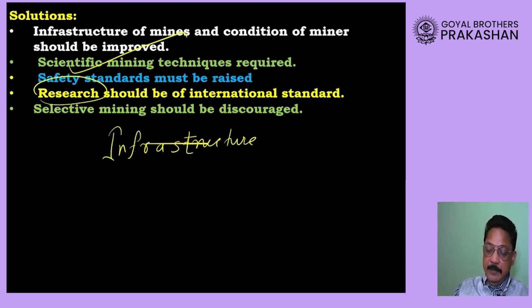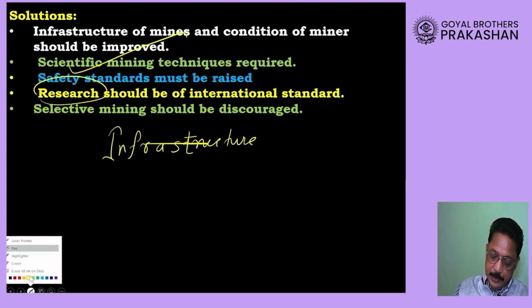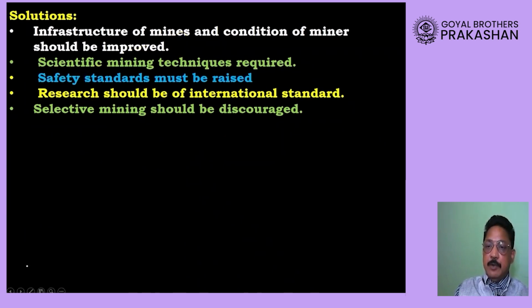And one more very important word, selective mining should be discouraged. It means we should not select only one area and keep on carrying out mining at a very high rate at that particular place; that is called selective mining. If we carry out selective mining at one particular place, there will be a lot of ecological damage. So we should avoid selective mining, and this is how we can reduce the problems of coal mining in our country, India.